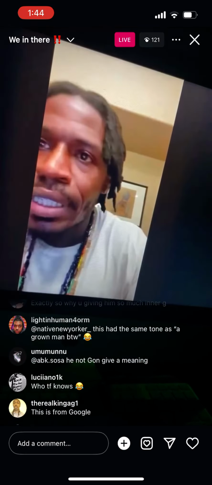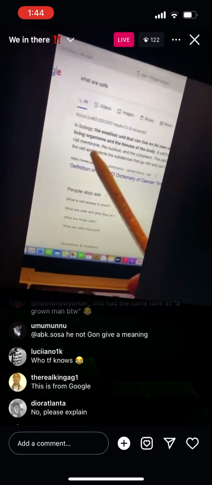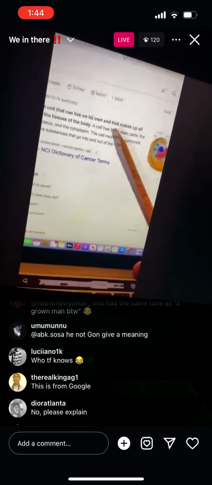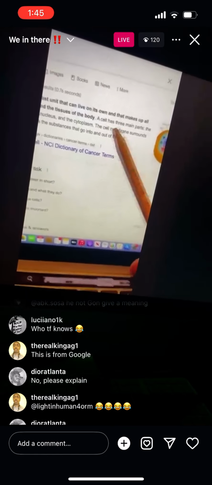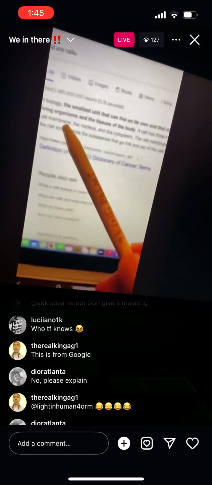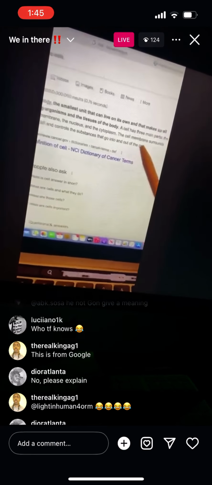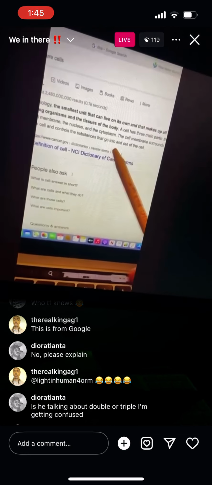Because let's look at a cell. What's a cell? Let's pull it up. What are cells? It's biology, y'all. What are cells? In biology, the smallest unit that can live on its own and that makes up all living organisms and tissues of the body. A cell has 3 main parts: the cell membrane, the nucleus, and the cytoplasm. The cell membrane surrounds the cell and controls the substances that go into and out of the cell.